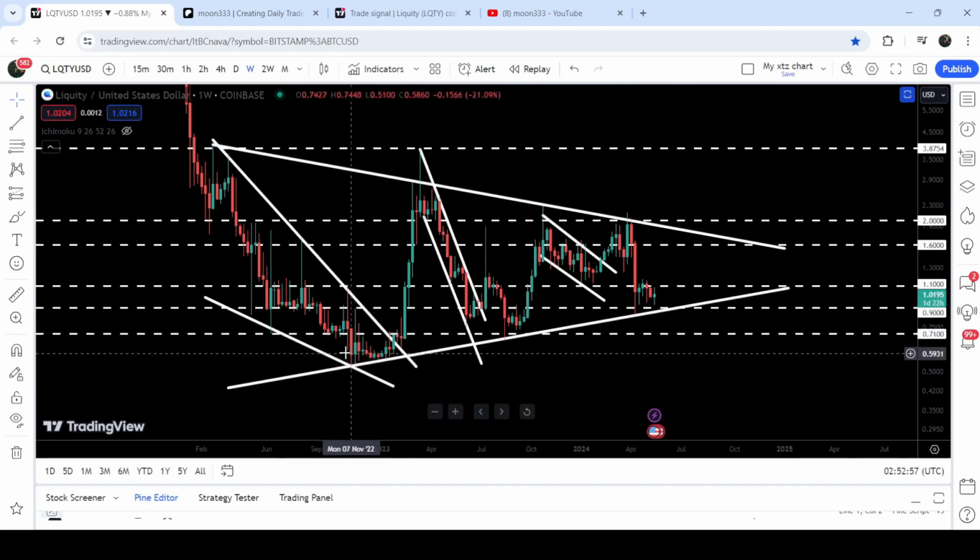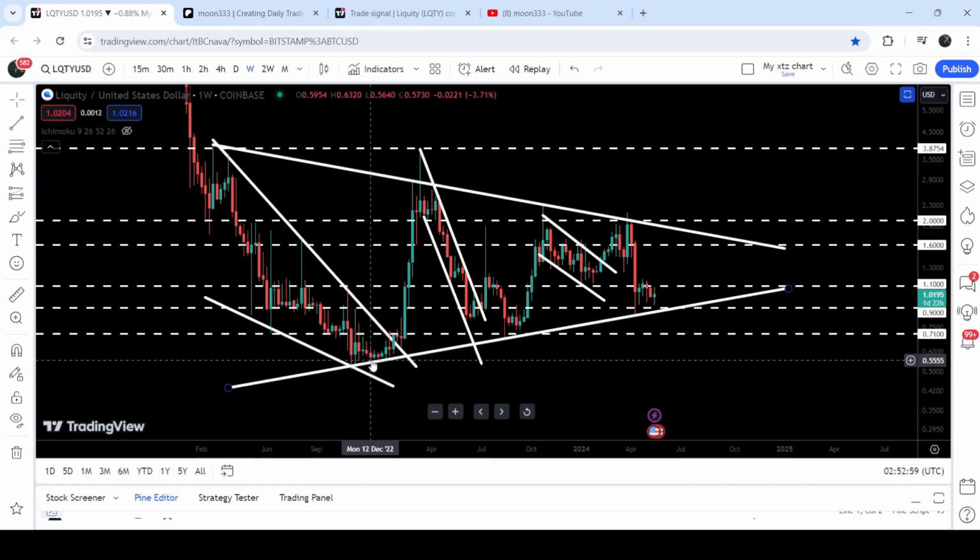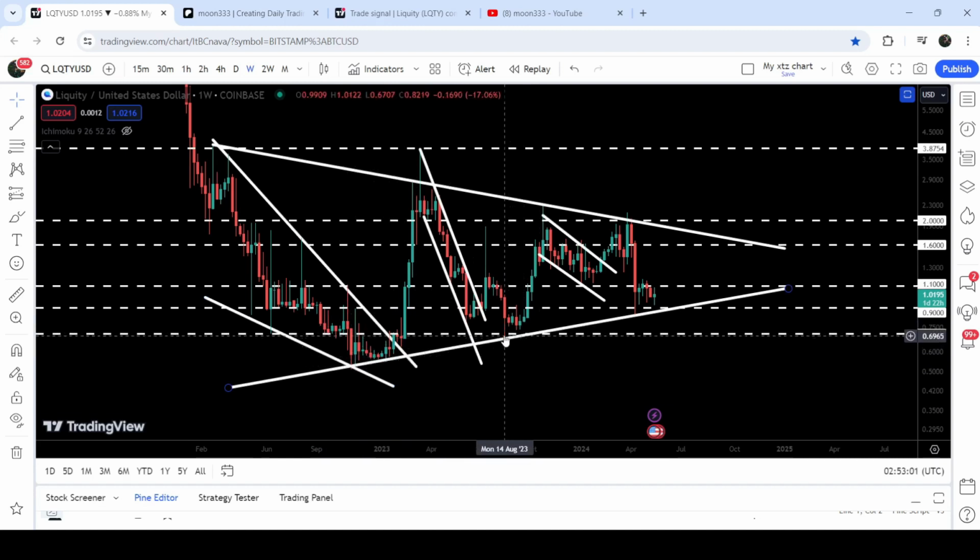A quite long-term uptrend line support of this triangle. You can see that we got several touch points here at the support of this triangle. Then we got another bounce here, and this is the most recent bounce that happened here on 8th of April 2024. And now the price line is moving between these two support and resistance levels. The resistance is here at $1.10.